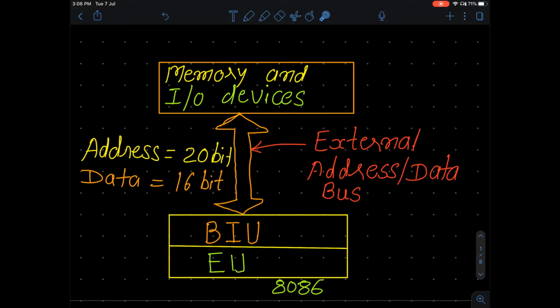Now what does the execution unit do? The execution unit simply gets the instruction from the BIU, decodes it, and then executes the instruction. What does the BIU do? BIU places the address, fetches the instructions, reads the data from memory or IO device, and writes the data to the memory and IO device. EU simply reads the instructions from the BIU, decodes them and executes them.